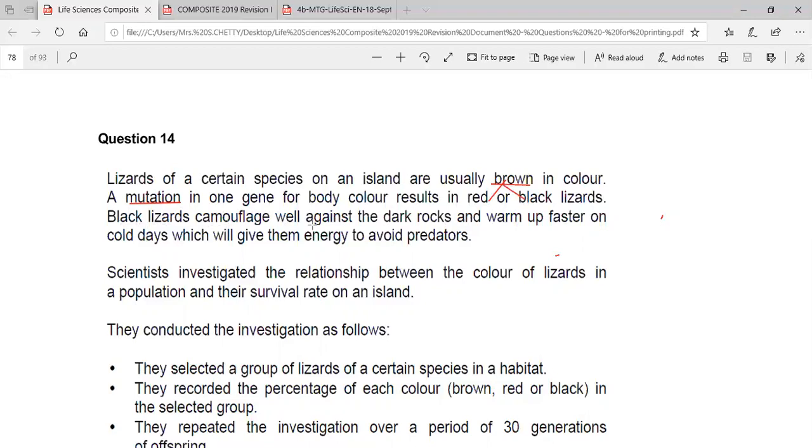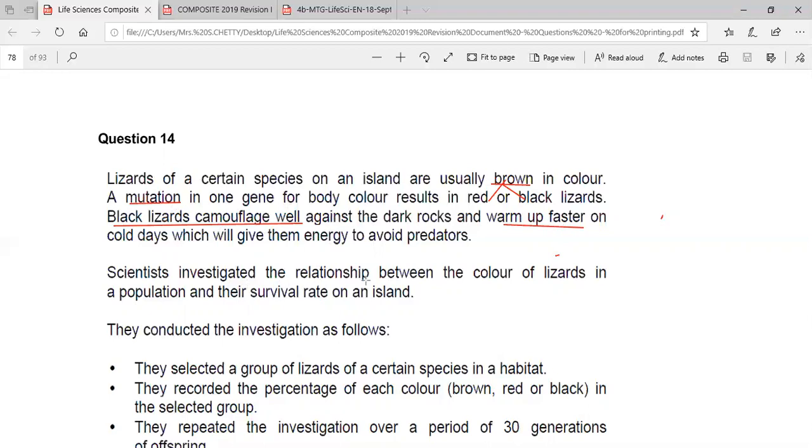Black lizards camouflage well against the dark rocks and warm up faster. So they got two advantages. They camouflage well and they warm up faster on cold days, which gives them the energy to avoid predators. So they got two advantageous characteristics, black lizards. And how were they produced? They were produced by mutation.